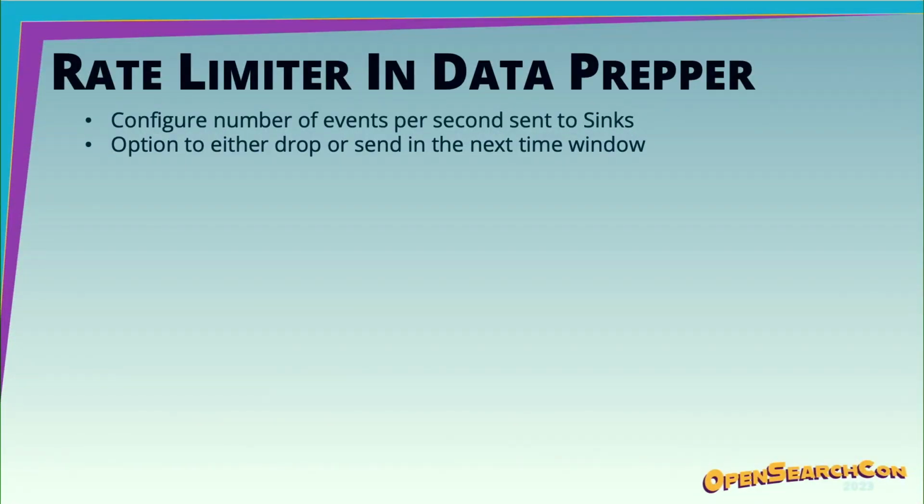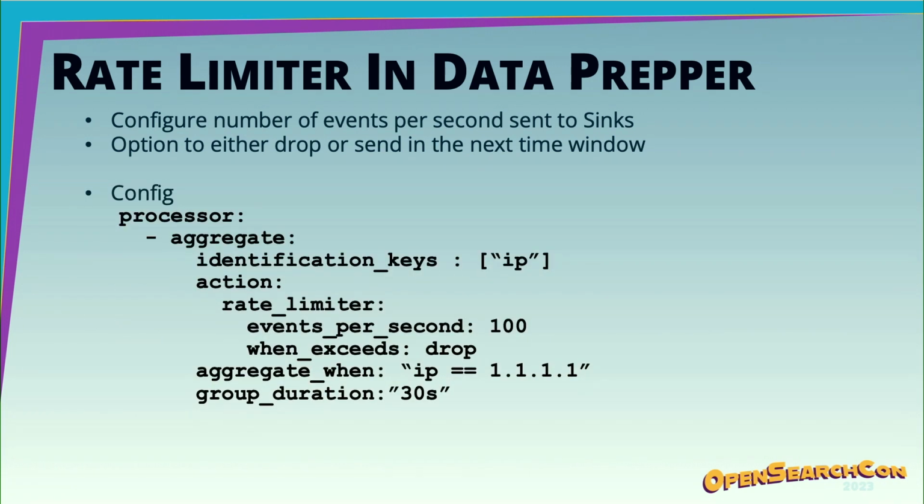Rate limiter is also implemented as an aggregate processor action. You can configure the number of events that you want to send. You can also configure what to do when you exceed that limit, and it can also be done conditionally. This shows an example configuration for using rate limiter. In this example, IP address 1.1.1 is rate limited to send only 100 events per second, and when the events exceed that limit, they are dropped. The other option you can use is to block. When you use that option, that excess data is buffered and sent in the next time window. This is very useful when you have some bursty traffic.